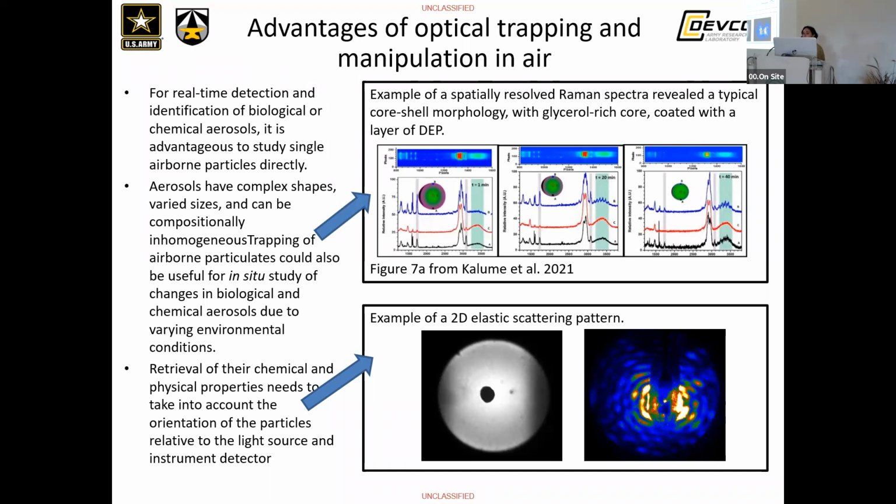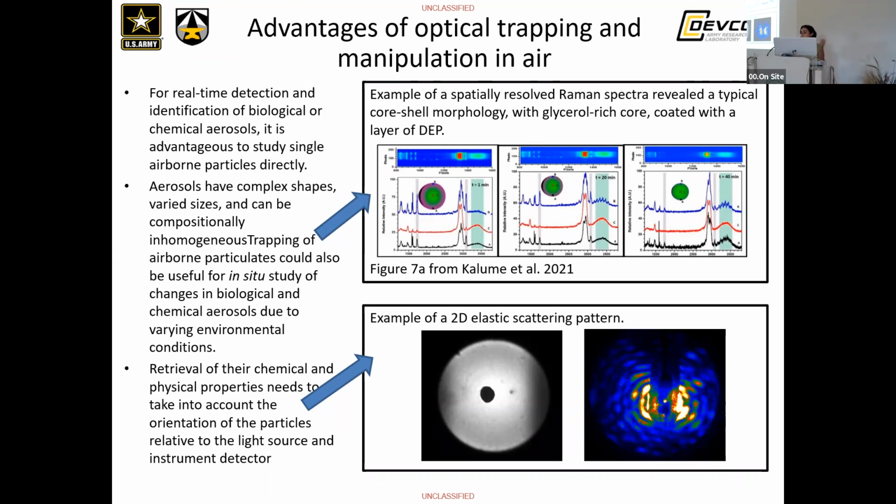Another technique, and mainly what I'm interested in, is looking at the 2D elastic scattering patterns, because that can tell us a bit about the morphology of the particles. And this is an example of a scattering pattern that I took in the lab of a Bacillus globigii bacterial spore, which is roughly spherical. And from what you can see, the scattering pattern looks similar to what we would expect for a sphere.